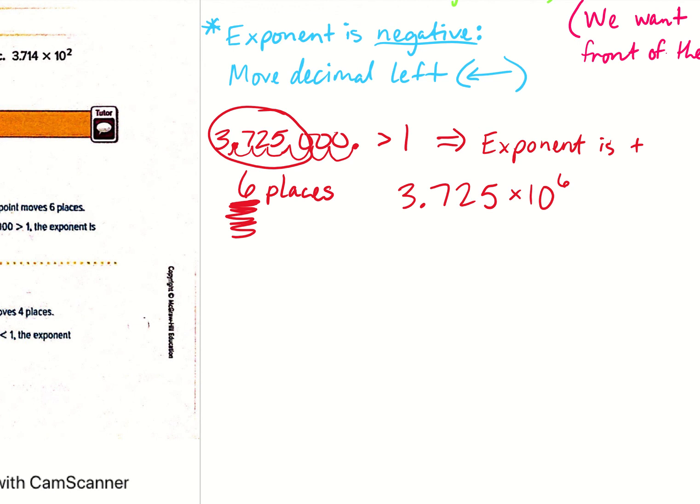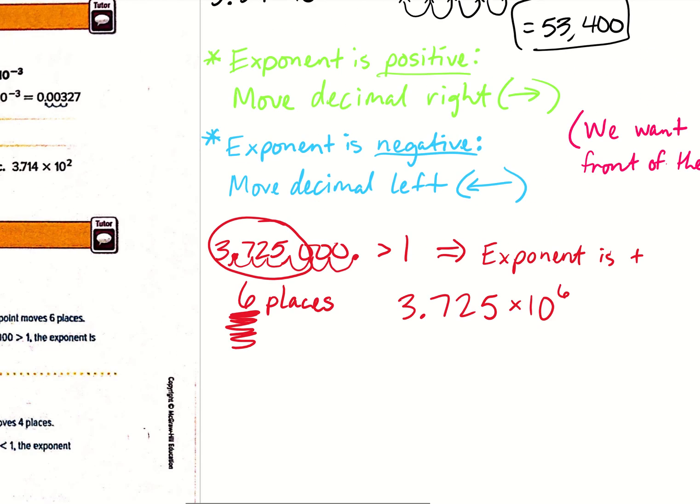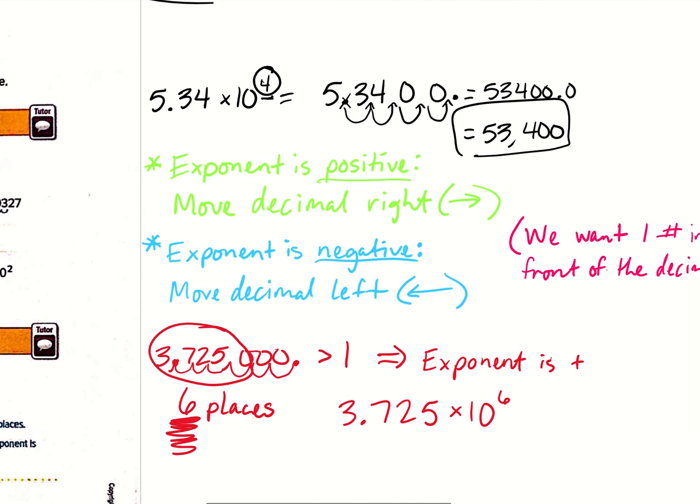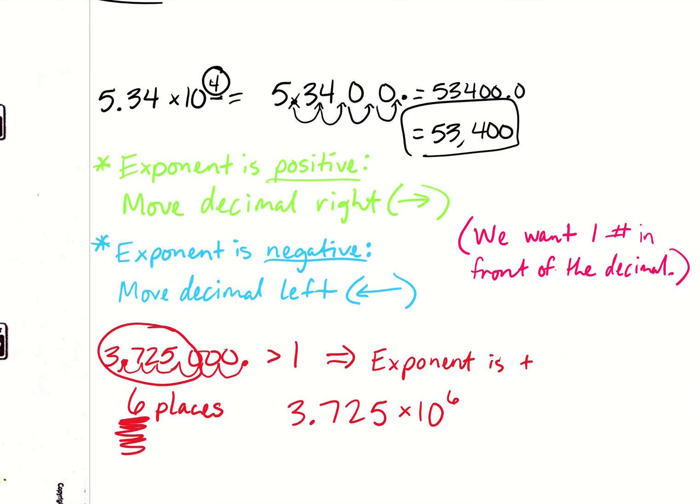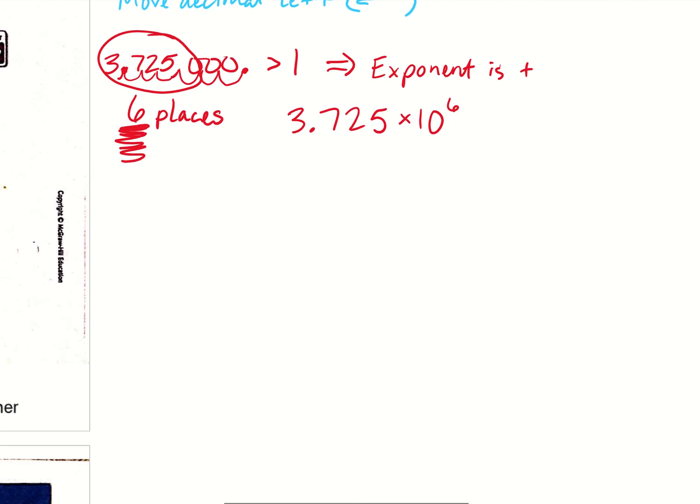All right, that is pretty much it for that. So up here we kind of talked about if the exponent is positive, we go to the right, whereas if it's negative, we go the other way, we'd go left. Down here it's a little bit different.